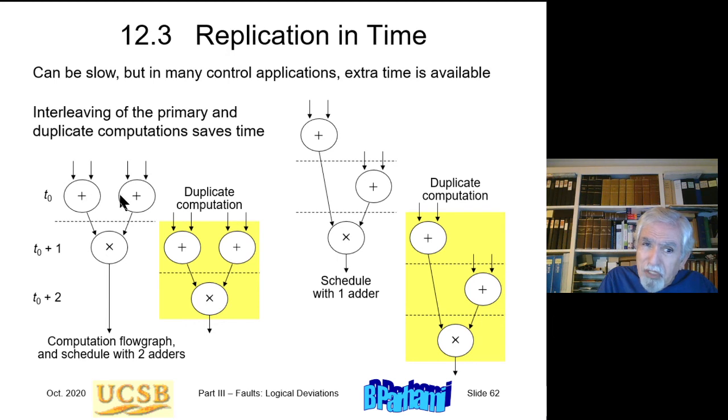Now, in case you have just 1 adder rather than 2 adders, this is the way you schedule the computation. Do the first addition. In the next clock cycle, do this addition. In the third clock cycle, do this addition. So it takes 3 time units. And this is a duplicated computation that takes 2 extra time units. So we go from 3 to 5 time units rather than to 6, which would be with naive duplication.